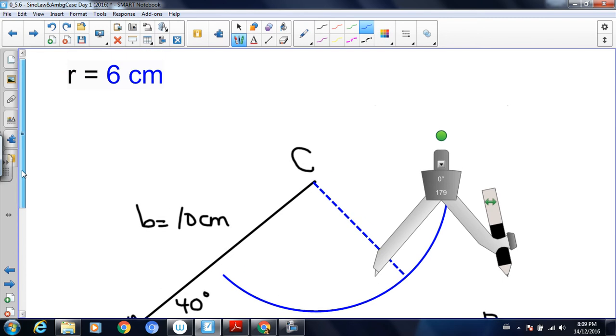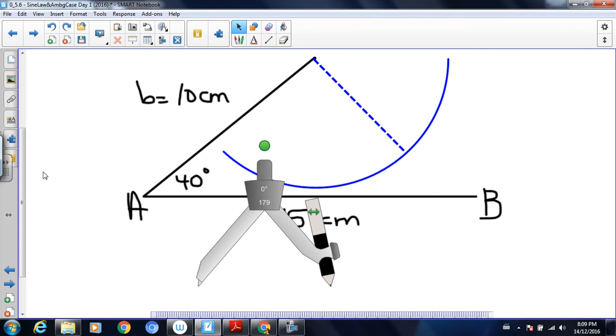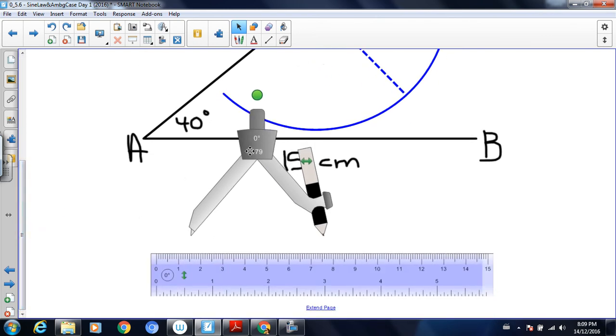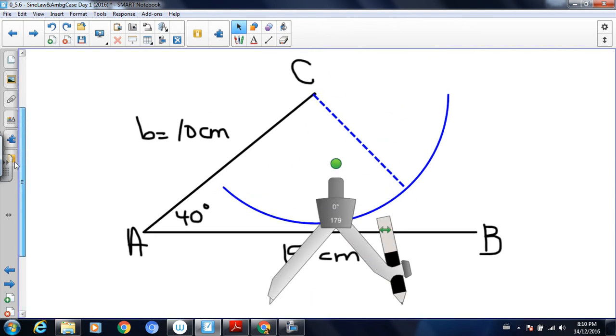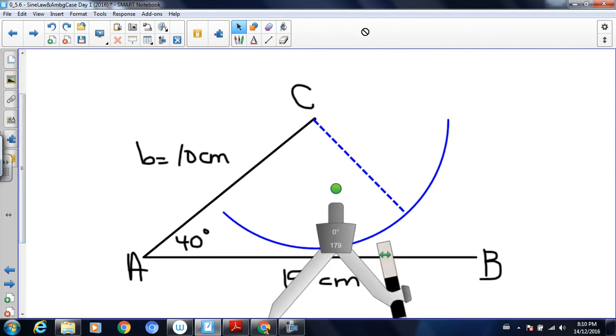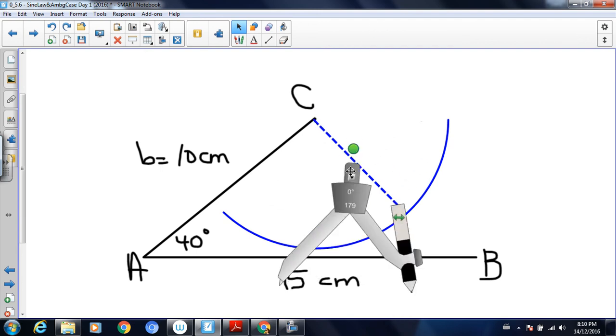A radius of 6 centimeters. Again, I'm going to take my compass. I'm going to measure it out to 6 centimeters. Okay, 6 centimeters is right there. Perfect. Now I'm going to place this on here.